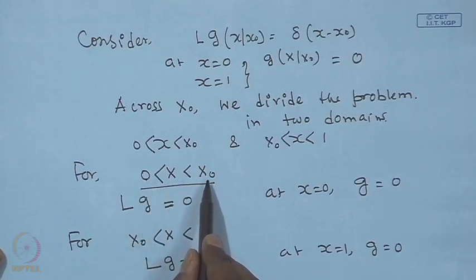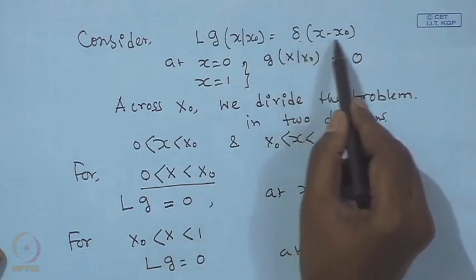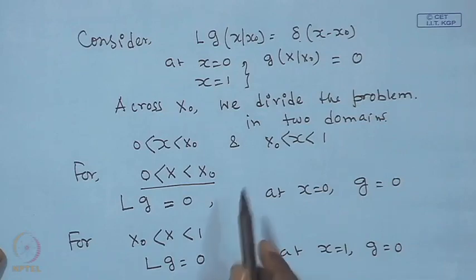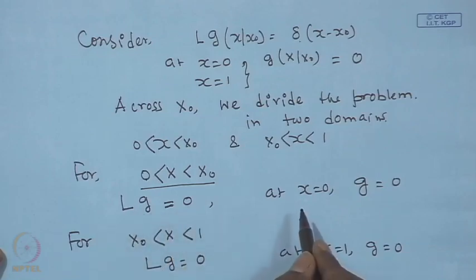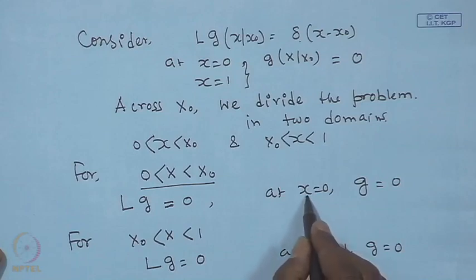It is not x naught, it is x naught minus epsilon, less than x naught. So, the Dirac delta function in this domain will be equal to 0, because its value is 1 exactly at x equal to x naught, but its value is equal to 0 everywhere else. So, L g is equal to 0, and we have the homogeneous boundary condition at x equal to 0, g is equal to 0.